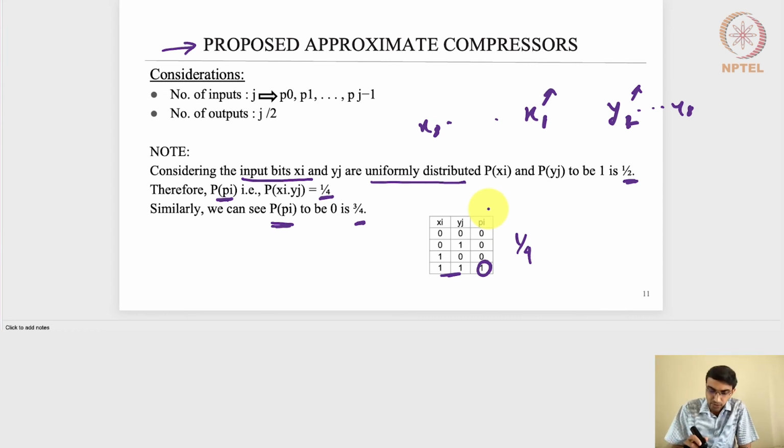Right, so ultimately what we want is, if I have the number of inputs as j, I will have the partial products p0 to pj minus 1. And finally, the number of outputs we want to reduce from one stage, the partial product generation stage, to the next stage. We want to have j by 2 length, and so on.